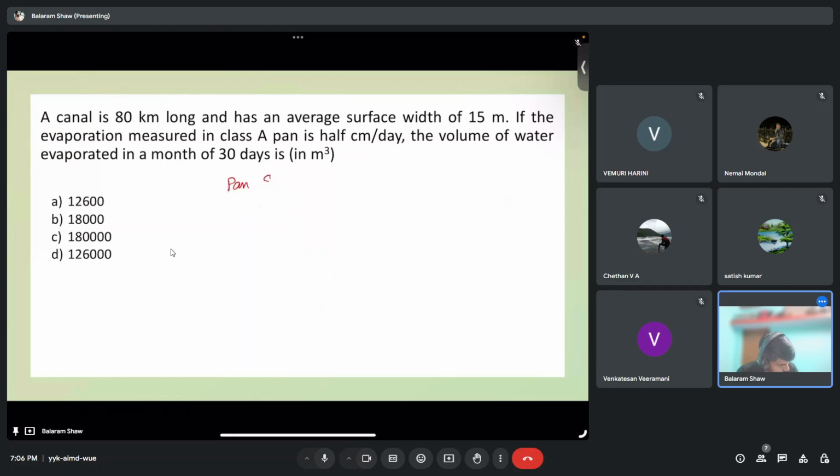So it is 12,600 only. No, no, 1,26,000, something like that. That is what I am getting. There will be some. You can just check once.